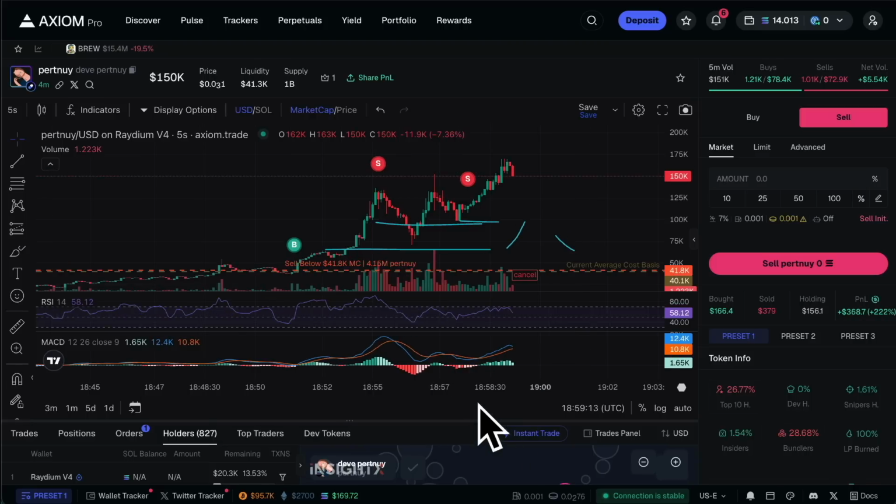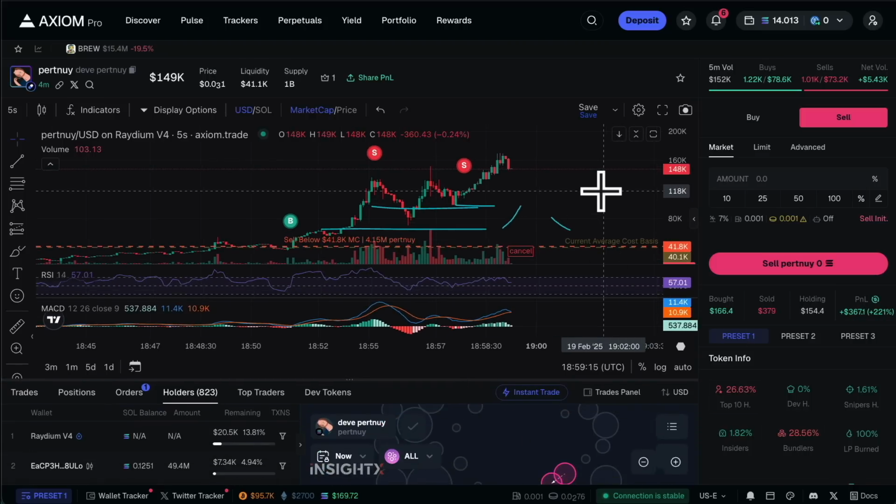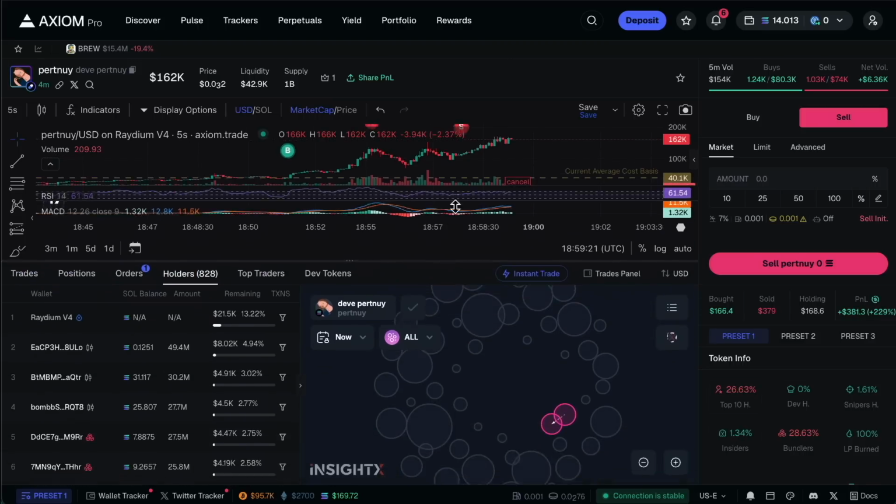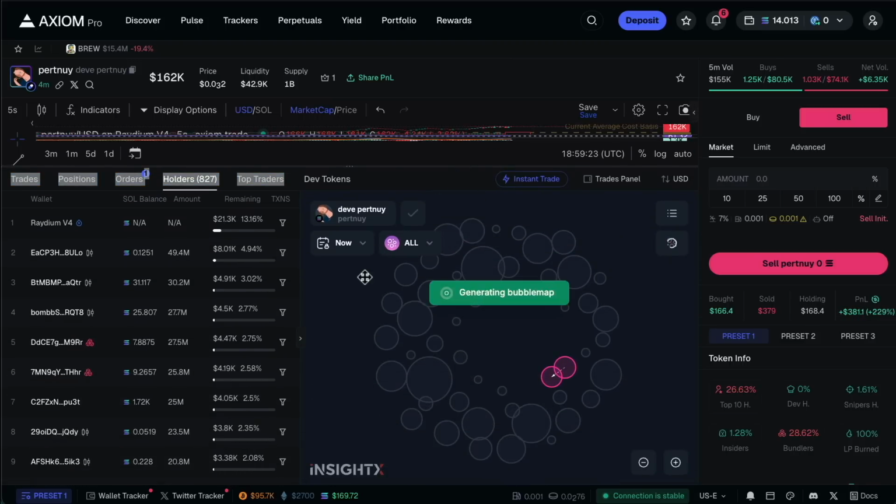When we look further down on this page, let me just remove these drawings. The other thing we can see is obviously the bubble map. So let's have a look at that, and let's refresh that as well. So we can actually click refresh bubble map. You can see a little bit of a link there with a couple of wallets, but nothing major in terms of problematic holdings.